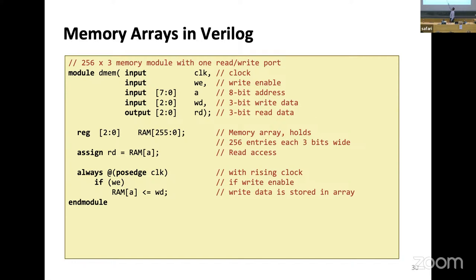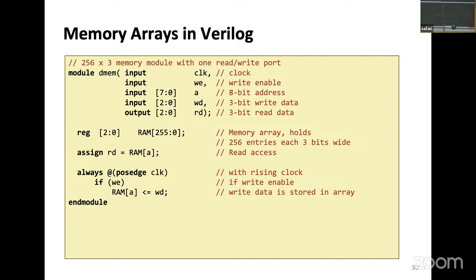Now, this is the array, 256 values, each of 3 bits. Just to clarify, in this example, I want the width to be 3. This is 256. We are not storing much.